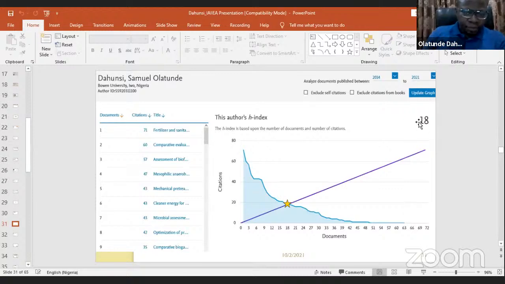What does this mean? It means out of my 63 papers in Scopus, 18 of them have attracted a minimum of 18 citations each over the years. Even though some have 71, 60, 57, in total, 18 of them have been cited at least 18 times each. That's why I have an H index of 18. So the more they cite me, the more the H index grows. And it tells you about the impact I'm making in my world and of course in my field.